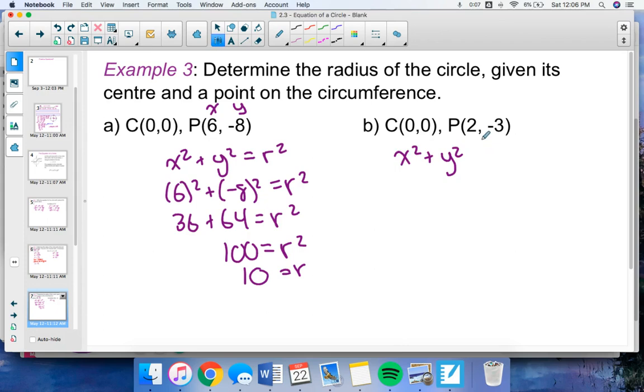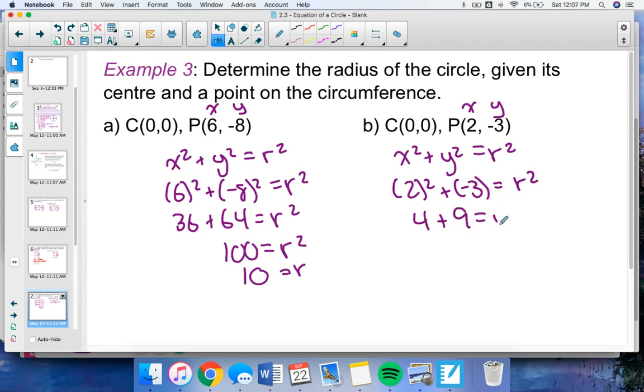And we're back. X squared plus y squared equals r squared. Here are the x and y values. Sub them in. We get 4 plus 9 is r squared, which is 13 equals r squared. Don't forget to square root it. So r equals 3.6. Okay?